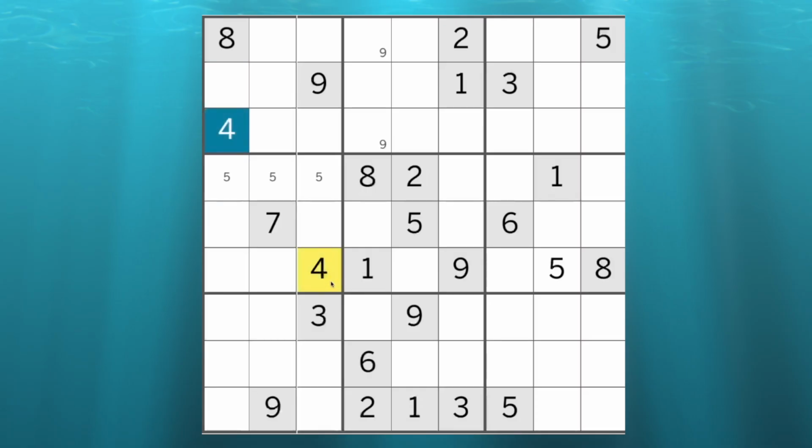This 4, this 4. These 3s. Put a 3 in those two. These two 9s make a 9 in the middle.